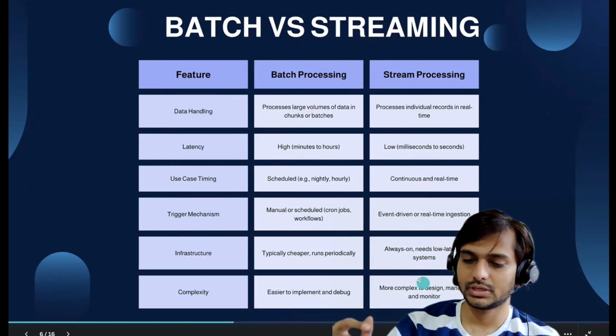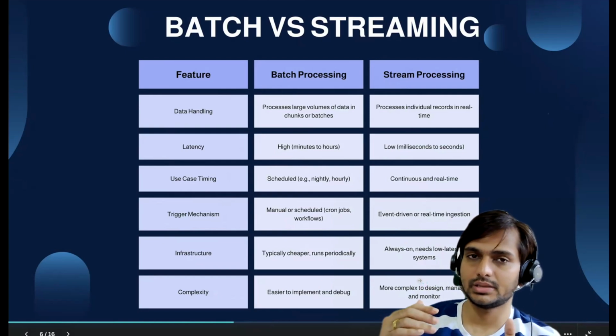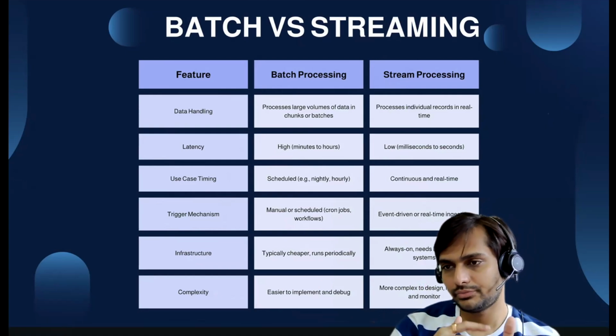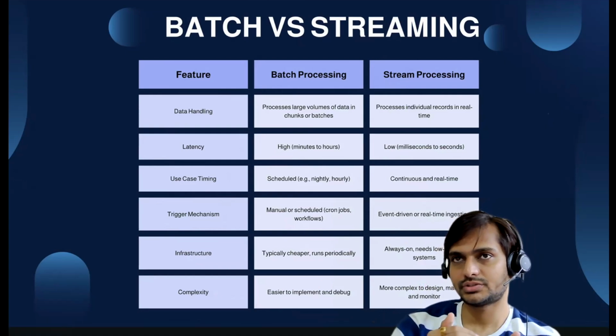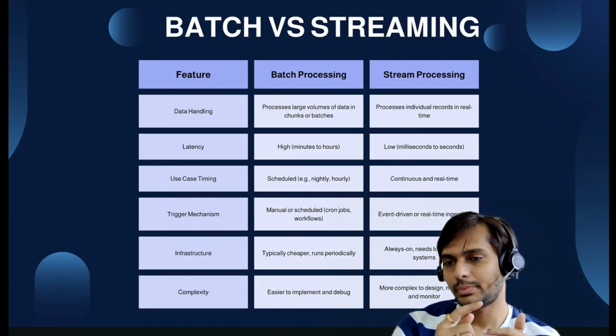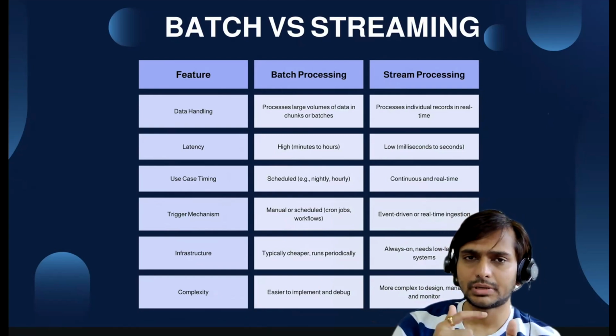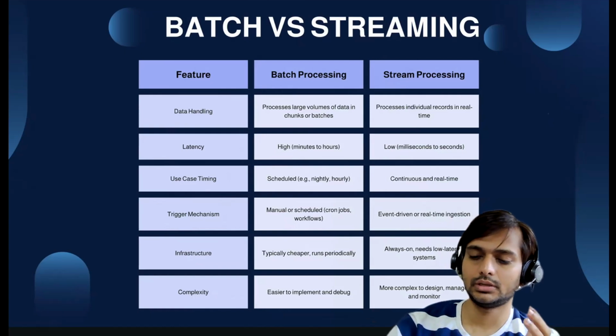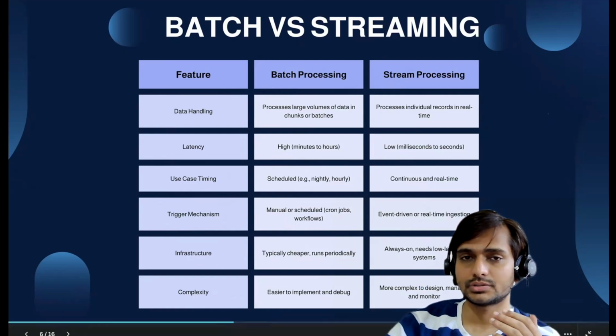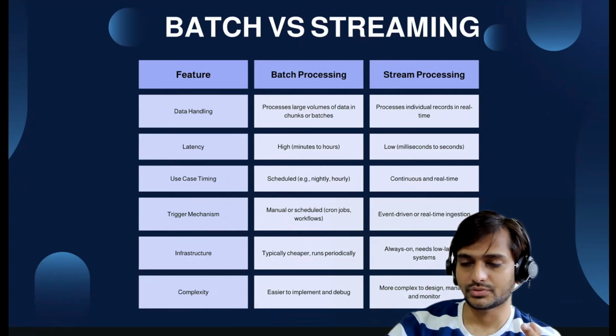And coming to the complexity, it is easier to implement and debug in terms of batch processing, but in terms of stream, it is more complex to design, manage and monitor, because in case of any failure, you have to reprocess the stream of data from the point of failure, and it is quite difficult to restore the checkpoints that you have in stream processing. Sometimes when you're reprocessing the data, it can impact the performance of the systems because a huge volume starts flowing when you want to reprocess the data, right?